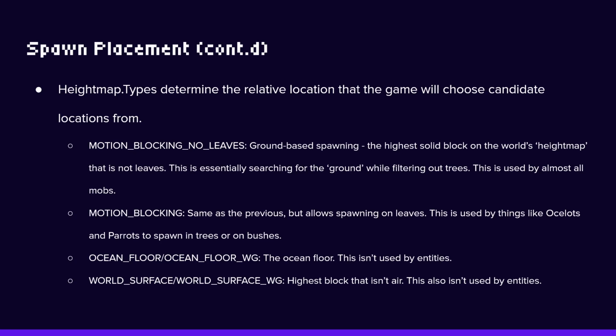So the most common one is motion blocking no leaves. This finds the highest motion blocking block, as in a solid block that you can't just walk through. That is not leaves, because you can't just walk through leaves, but leaves are not the ground, they are usually trees. So you don't want to spawn pigs in trees. That's why it ignores leaves and just finds the first solid block. So usually that's the ground, like grass. And then you have motion blocking, noticeably without the no leaves portion. That's used by two things, ocelots and parrots. They can spawn in trees or on jungle floors on those bushes.